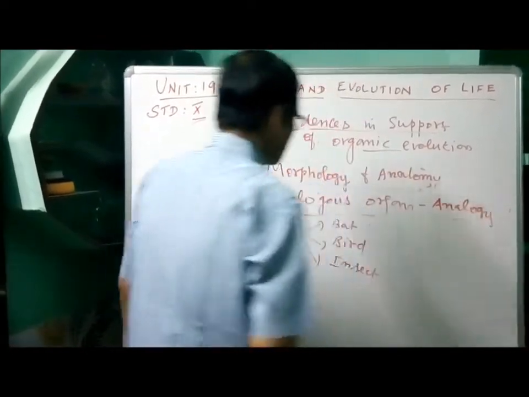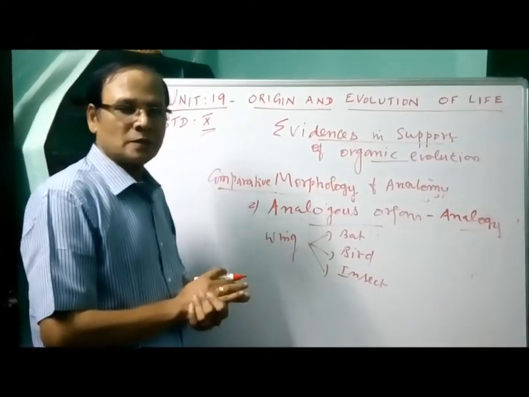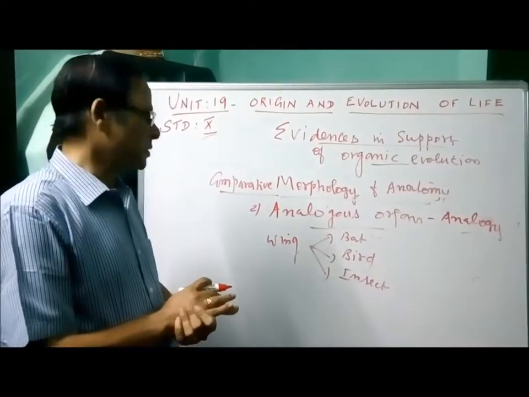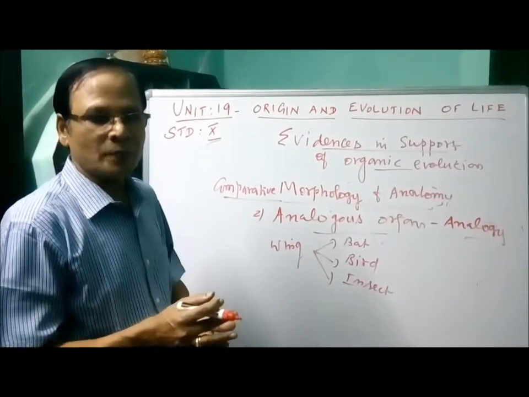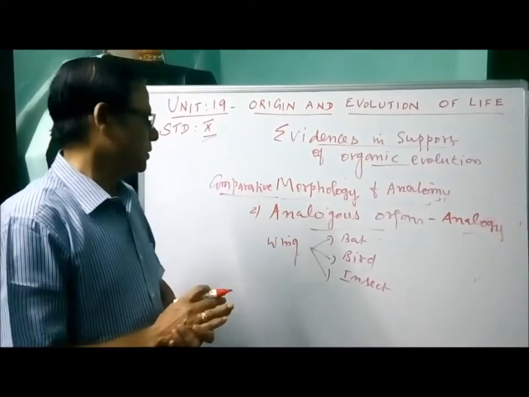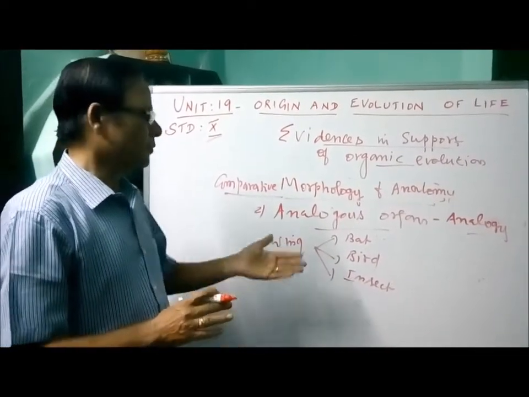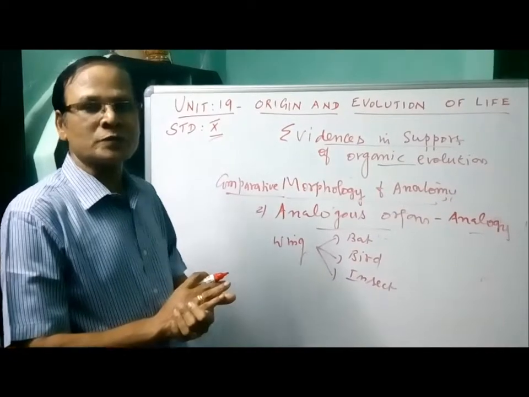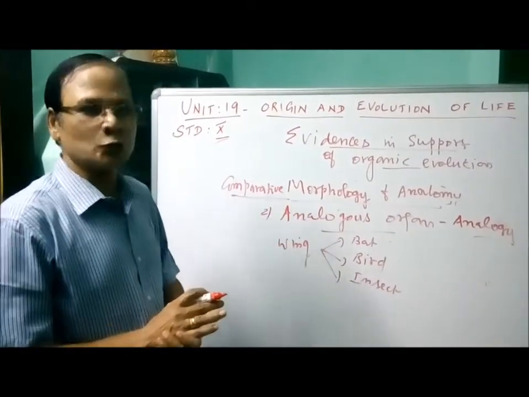Analogy. In the book it is given: organs which are similar in structure and similar in function are called analogous organs, but their origin would be different. For example, the wing of a bat, the wing of a bird, and the wing of an insect all perform similar functions, but their mode of development is different. This is number two.